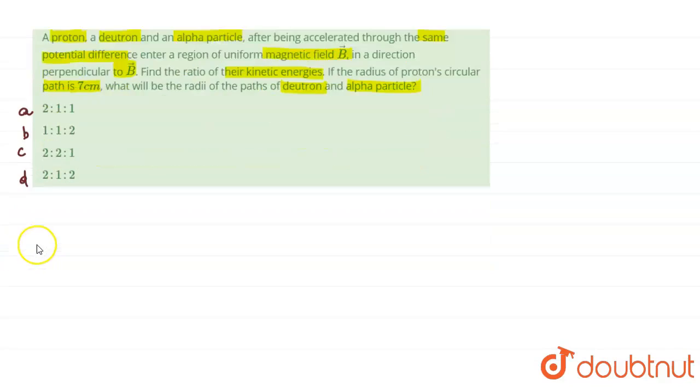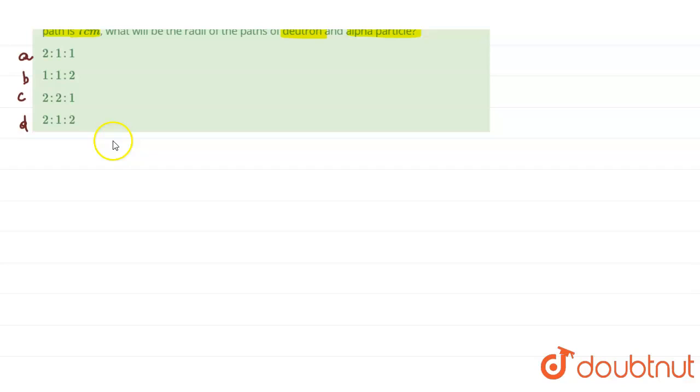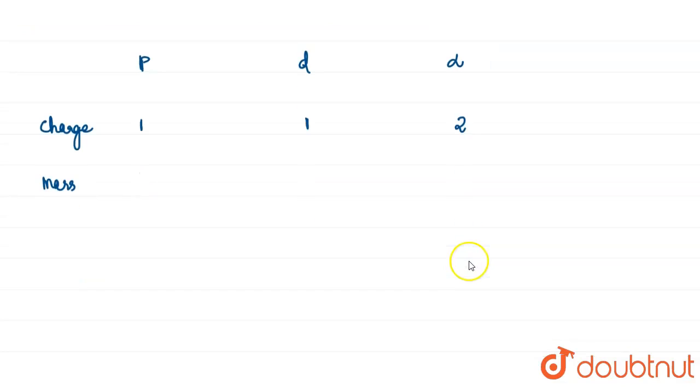So first of all, we can take which are the particles given here. We have given a proton, deuteron and an alpha particle. First of all, we can write the charge ratio and mass ratio of the particles. If the proton is taken as a unit 1 or reference, the charge of proton is 1 and charge of deuteron is 1 and charge of alpha particle is 2. So 1:1:2 is the ratio of the charge of these particles.